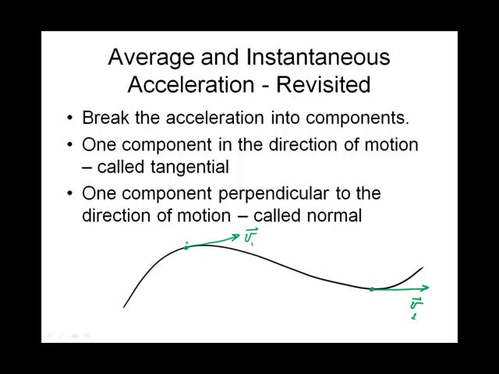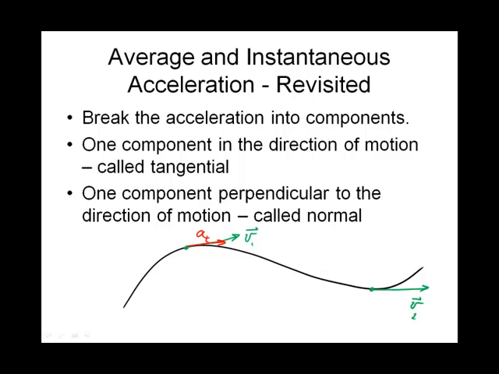Now the acceleration could be in the direction of the velocity, could be opposite the direction of the velocity. If it's in the direction of the velocity, then it speeds it up. If it's opposite the direction of the velocity, it slows it down. So let's point the acceleration in this direction. This is tangential to the curve, so I'm going to label it AT for tangential.